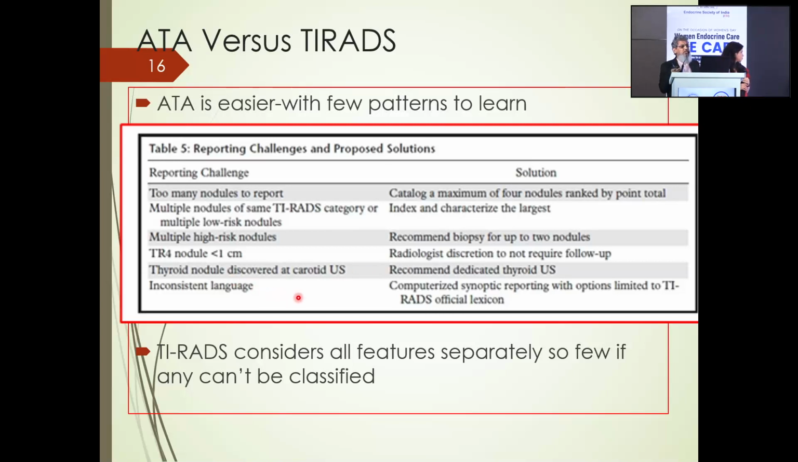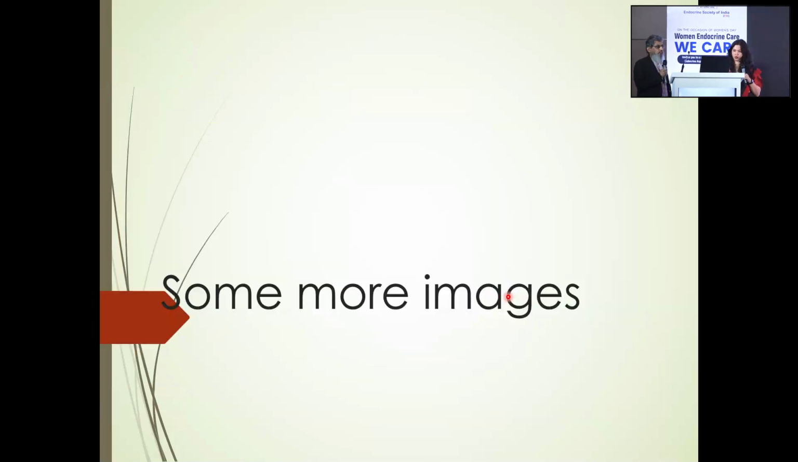And for inconsistent language, we will be using synoptic reporting, which is easily available online, and nowadays we give a printout of that thyroid score which comes from online. So I think this is how we look at some of the challenging factors. So ACR TIRADS is clear that if we have more than 2 nodules, then we have to see the highest scoring and go for FNAC of those 2. That is how we decide.